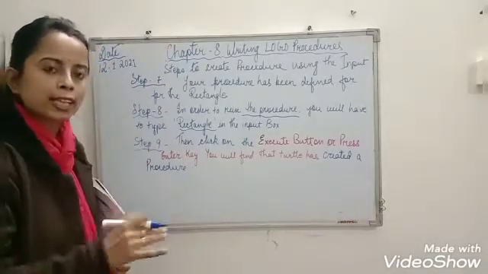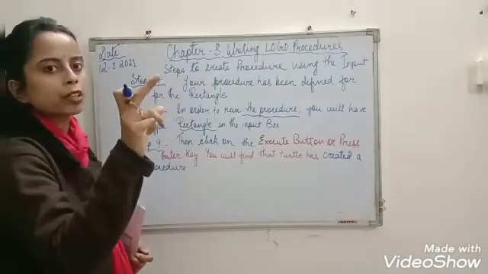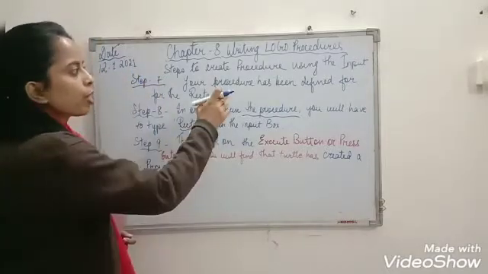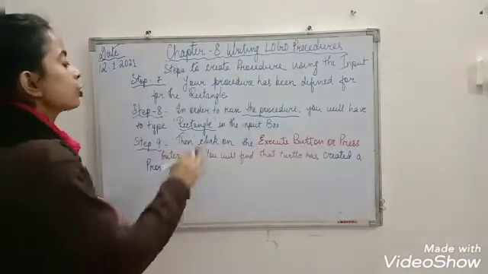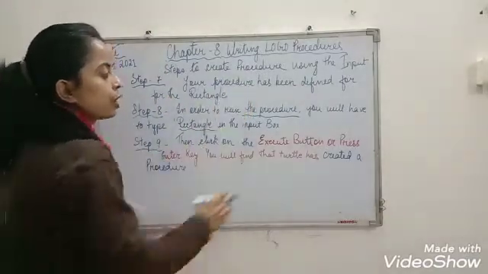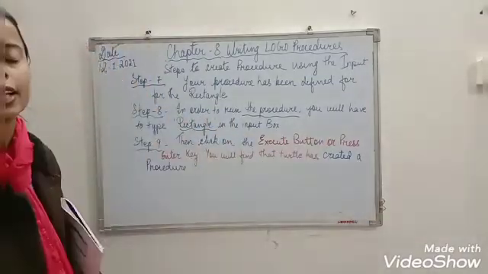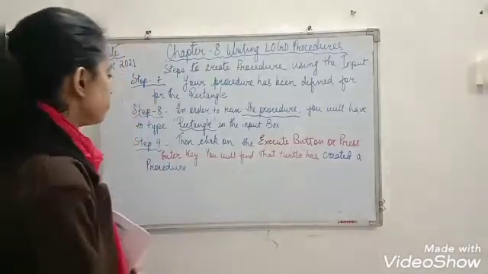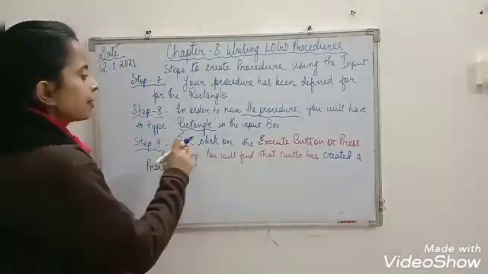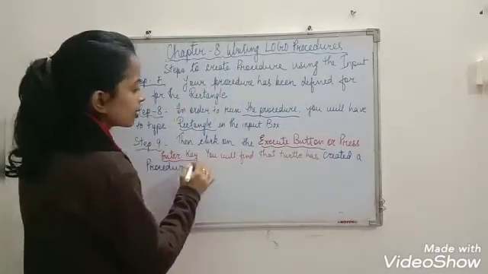So after writing the end command and pressing the enter key or the execute button, one message will come in the commander window. What? That your procedure has been defined for the rectangle. Alright. So in order to run this procedure, you will have to type rectangle in the input box. Right? And last, click on the execute button or press the enter key.